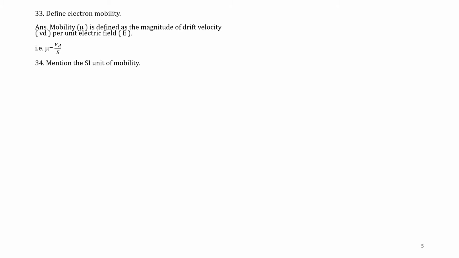Question number 34. Mention the SI unit of mobility. The SI unit of electron mobility is meter square per volt per second.